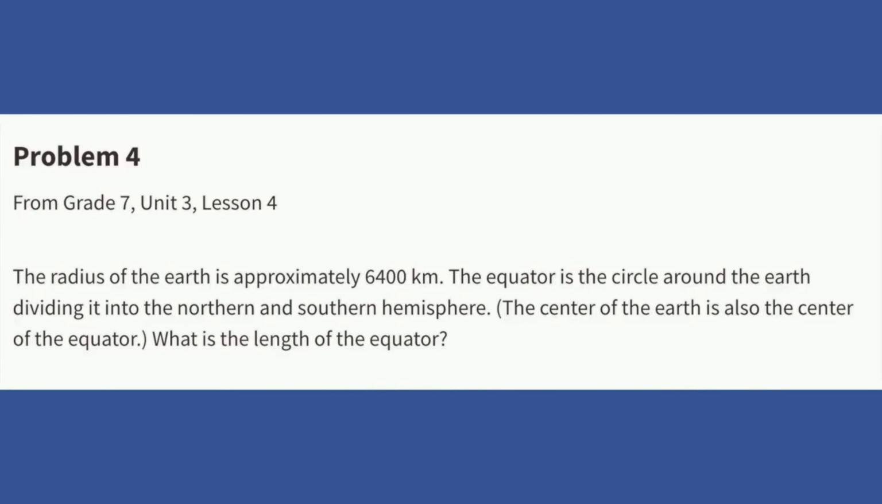Number 4. The radius of the Earth is approximately 6,400 kilometers. The equator is the circle around the Earth, dividing it into the northern and southern hemispheres. The center of the Earth is also the center of the equator. What is the length of the equator?